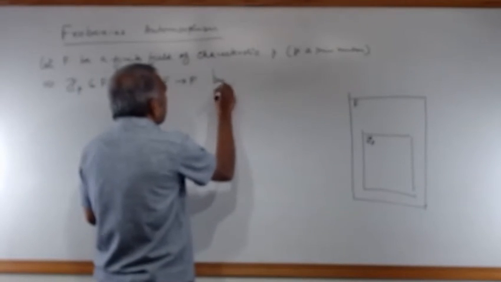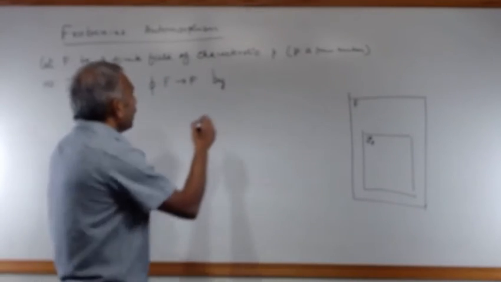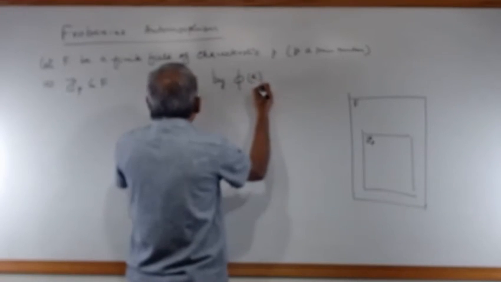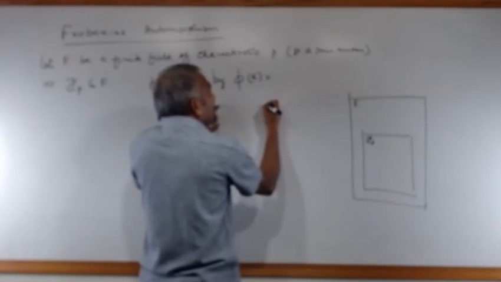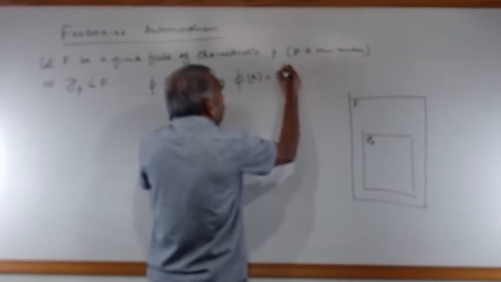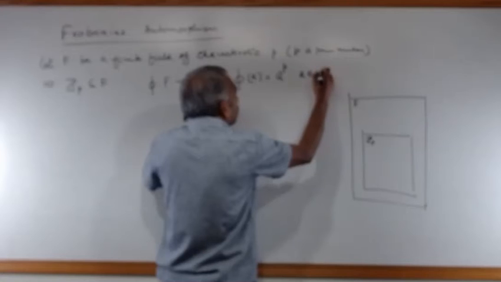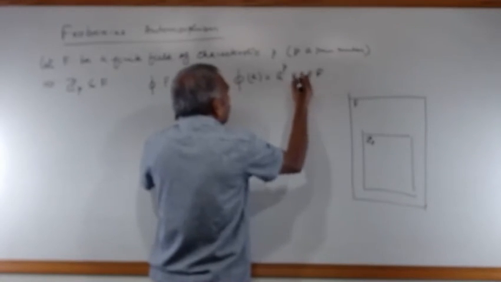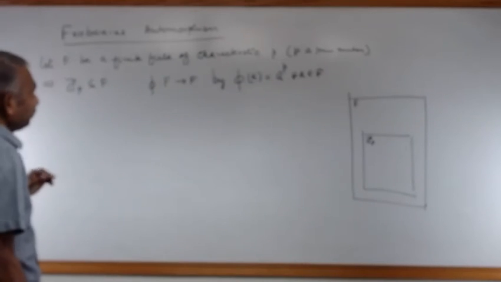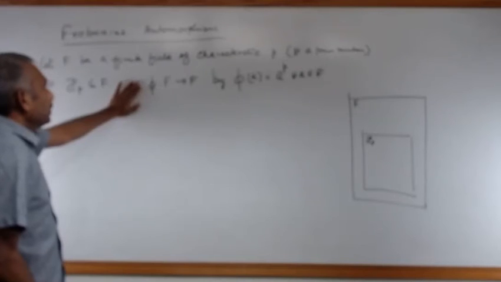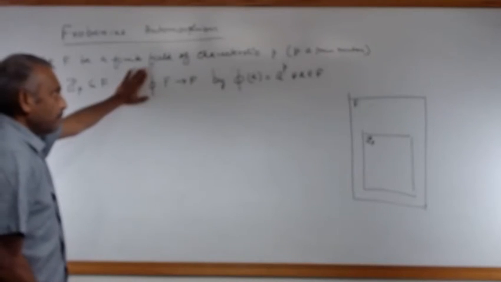by phi of A is equal to A to the power of P, for all A belongs to F. This is just a map. So we need to prove that this is an automorphism.